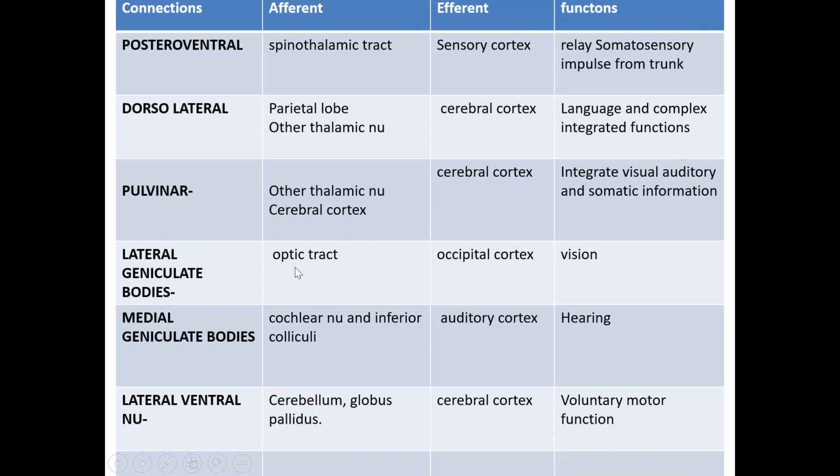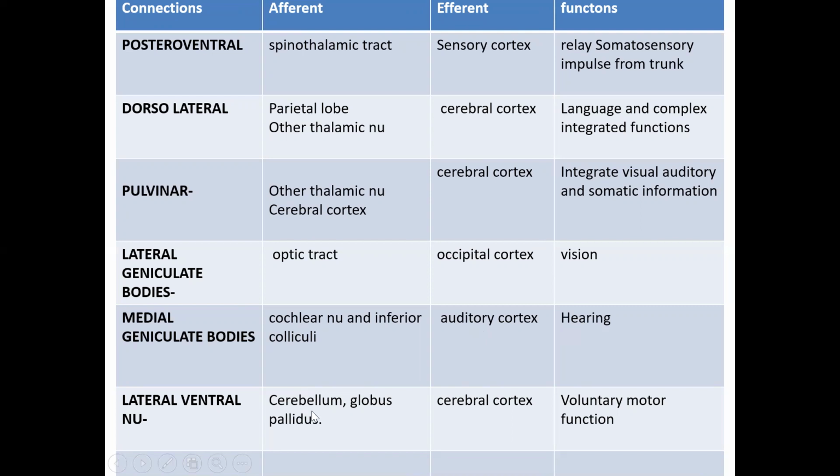LGB, that is the lateral geniculate body: the afferent is from the optic tract of the retina, both retinas. Then efferent is toward the occipital cortex, the visual cortex, and the function is vision. Medial geniculate body: the information is carried from the cochlear nuclei of the inner ear and the inferior colliculi. Then efferent is toward the auditory cortex, and the function is hearing.